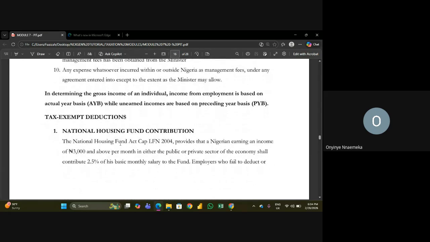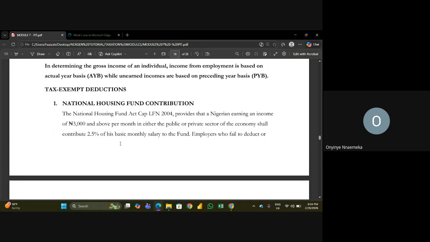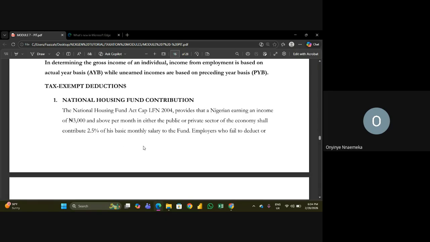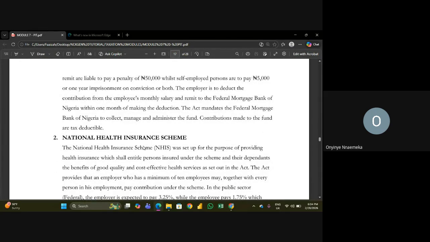Tax exempt deductions. Number one, these are deductions that are tax exempt, that is, they are allowable deductions. You are not supposed to calculate tax on this particular amount, so you deduct them before you calculate tax on your gross income. Number one is the National Housing Fund. Now, a Nigerian that earns 3,000 naira or above per month, whether you work in a private sector or a public sector, shall contribute 2.5% of his basic salary to this particular fund. Employers that fail to deduct this money are liable to a penalty of 50,000, while self-employed people are liable to 5,000 naira or 1 year imprisonment, or both.